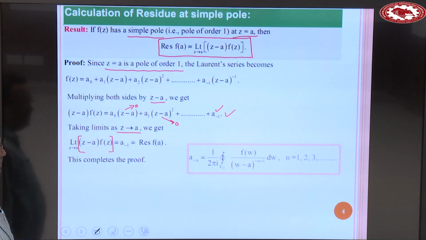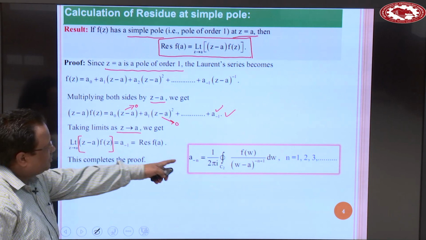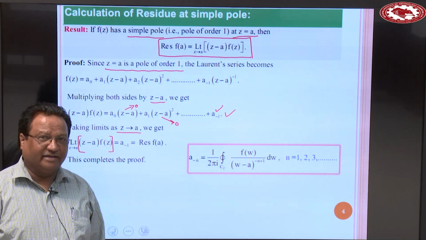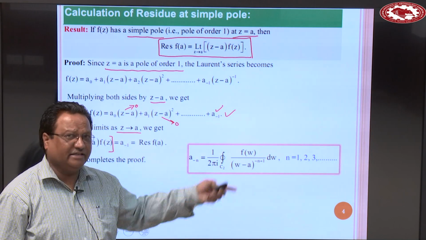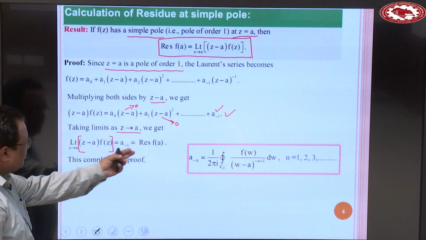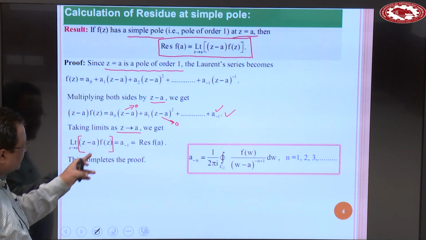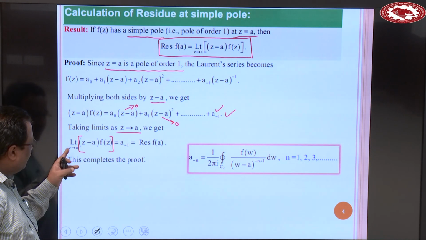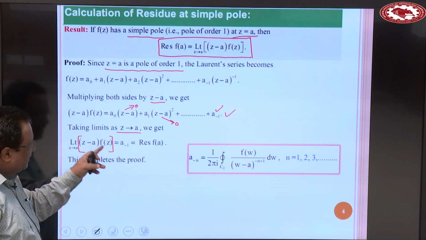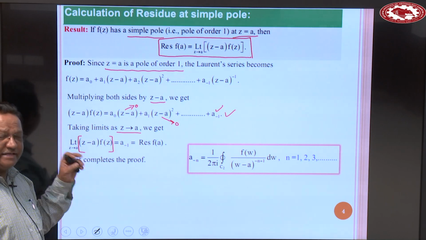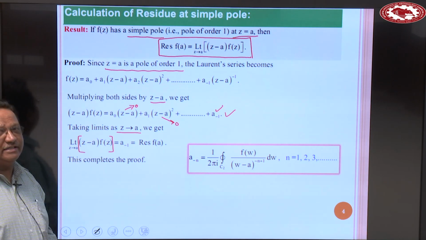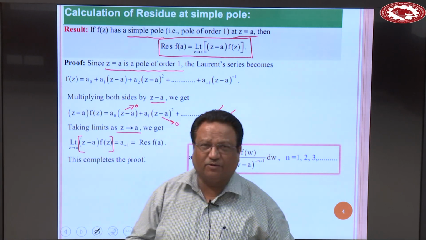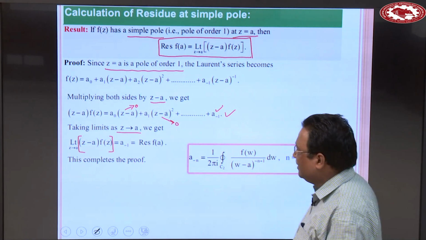And a minus 1 is nothing but the residue f(a). Otherwise, finding the residue by the series method is more complicated. So a minus 1 gives the residue, but here the residue can be evaluated by using this limit: limit z tends to a of (z minus a) f(z). We know f(z), you multiply it by z minus a, and taking the limit you will get the residue. That is a simple way to evaluate the residue of the function.